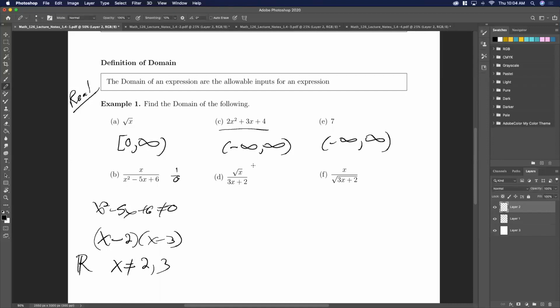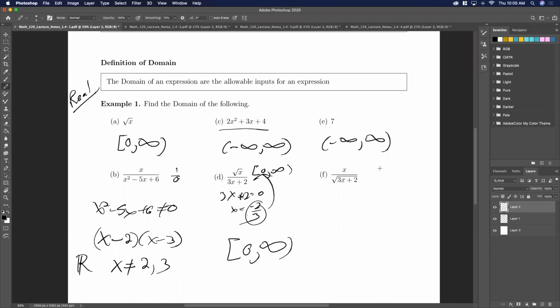To write it, the top part is forcing me to have this. Well, what's the bottom part forcing me? 3x plus 2 cannot equal 0, so x cannot equal negative 2 thirds. But notice this is already thrown away, since x had to be positive anyway, so we can safely write this.